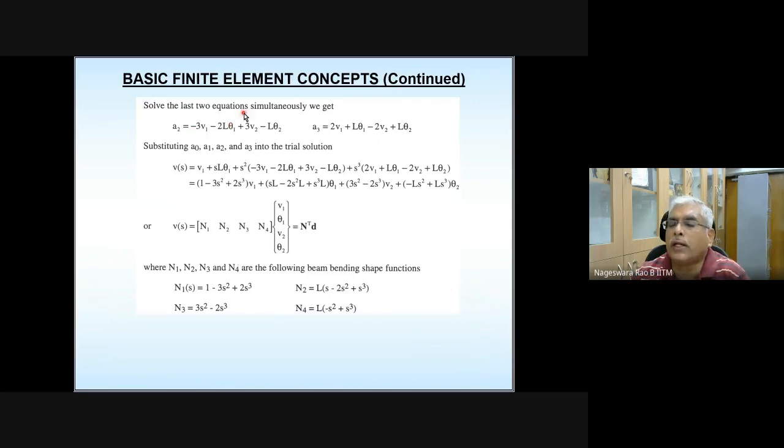I told you to solve for A2, A3 using the last 2 equations. After solving for A2, A3, you substitute A0, A1, A2, A3 into the starting trial solution for deriving the shape function, and then group the terms having V1 as common separately, V2, theta 1, theta 2. If you do that and separate out, you can write it in this manner.